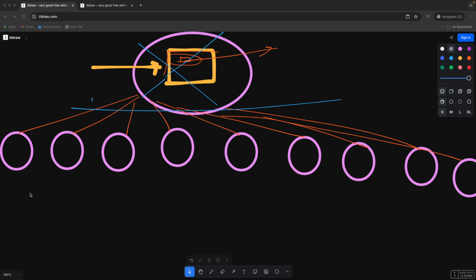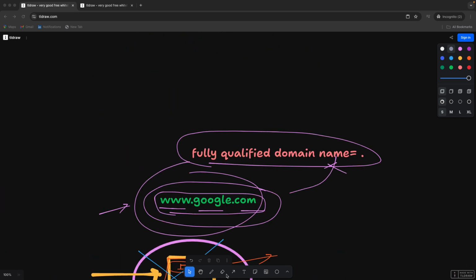Okay, so that .com is owned by some company, right? And Google is basically that name that I have given. Let's take an example of Google itself, right? So that we can understand.